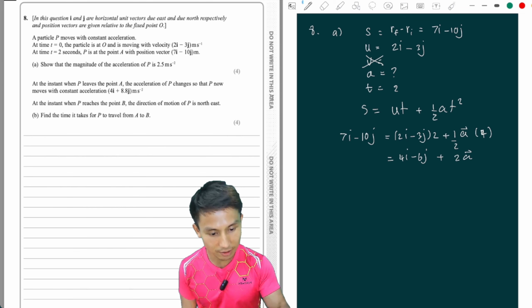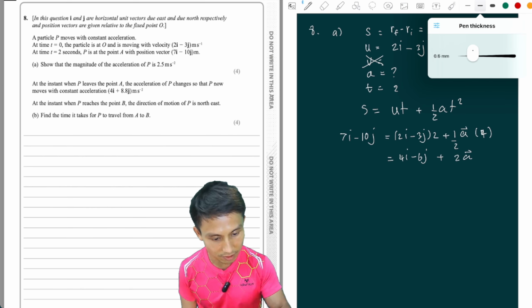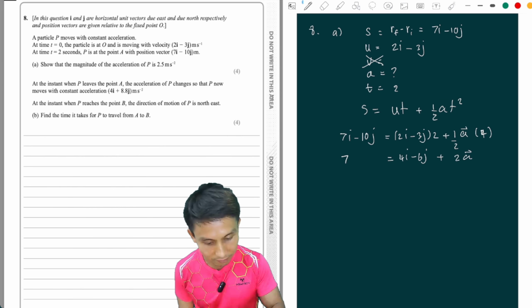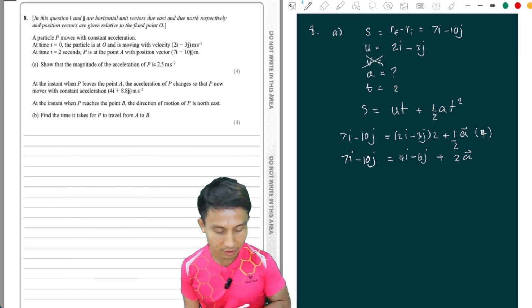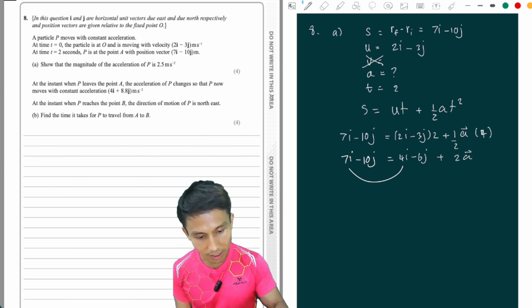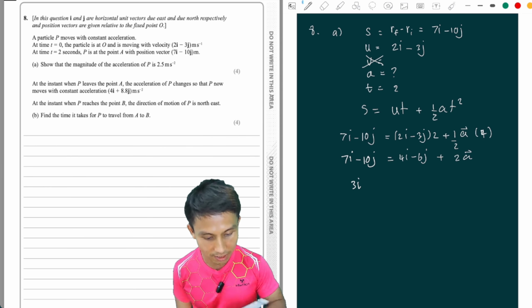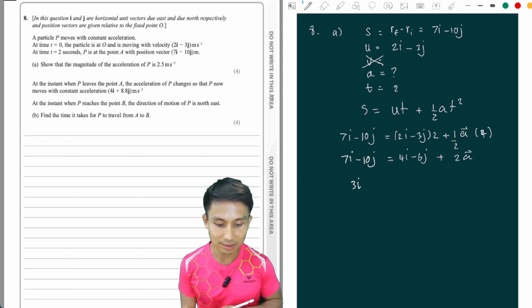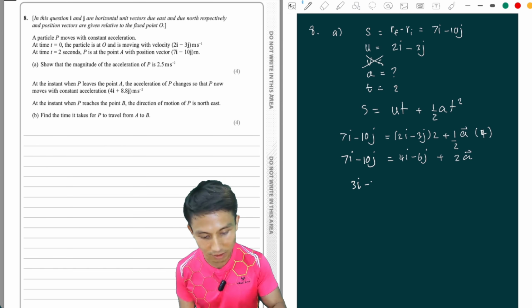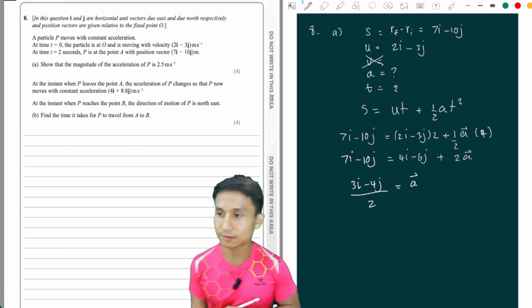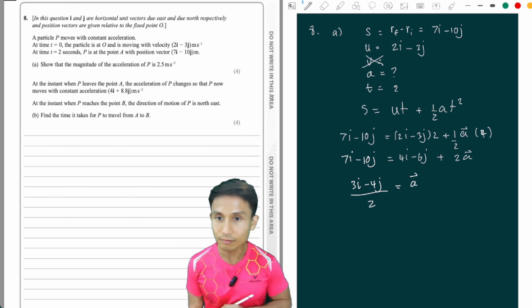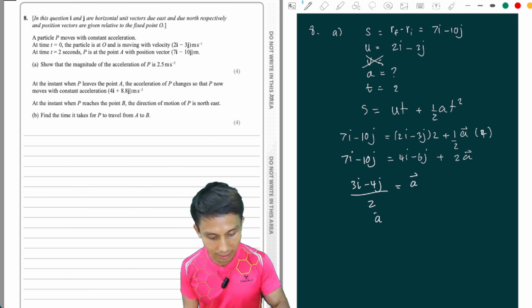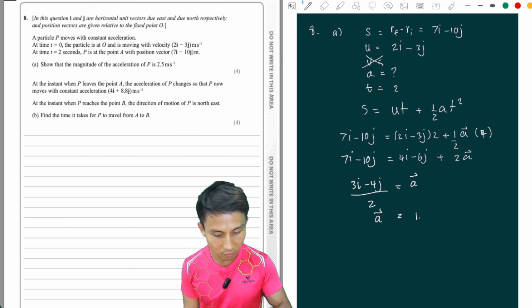Let me just increase the size a bit. Here we still have 7i minus 10j. So we're going to subtract. 4i subtract 7i, we get minus 3i, and then for j, minus 10 minus minus 6, that's minus 4j. Divide by 2 to get vector a, so vector a is going to be 1.5i minus 2j.